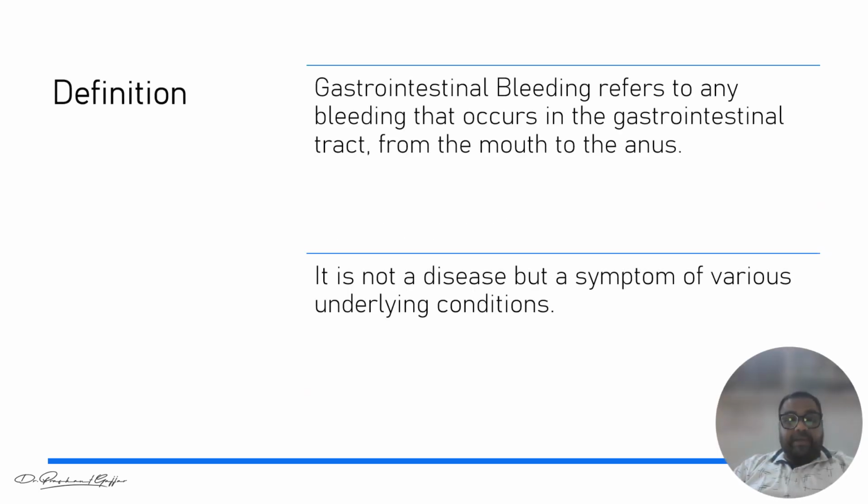So gastrointestinal bleeding refers to any bleeding that occurs into the gastrointestinal tract from the mouth to the anus. As you all know, the gastrointestinal tract starts from the mouth and ends at the anus. So any bleeding you find from the mouth to the anus, we consider a gastrointestinal bleeding. Remember one thing, it is not a disease but a symptom of various underlying conditions, right? So I hope you can easily understand the definition of gastrointestinal bleeding, right?